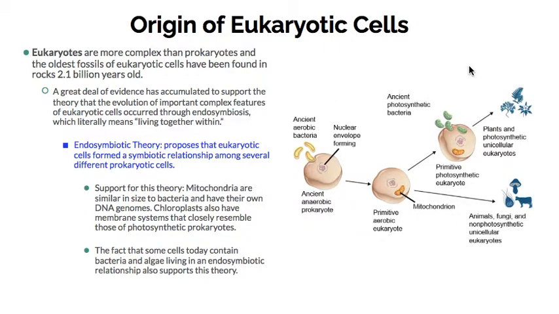Here's a nice diagram showing that living together within, the endosymbiotic theory. The endosymbiotic theory proposes that eukaryotic cells formed a symbiotic relationship among several different prokaryotic cells. And there's quite a bit of support for this theory. First, mitochondria are similar to bacteria and have their own DNA genomes. Chloroplasts also have membrane systems that closely resemble those of photosynthetic prokaryotes. And the fact that some cells today contain bacteria and algae living in an endosymbiotic relationship also supports this theory. So this is something that we can still see today.